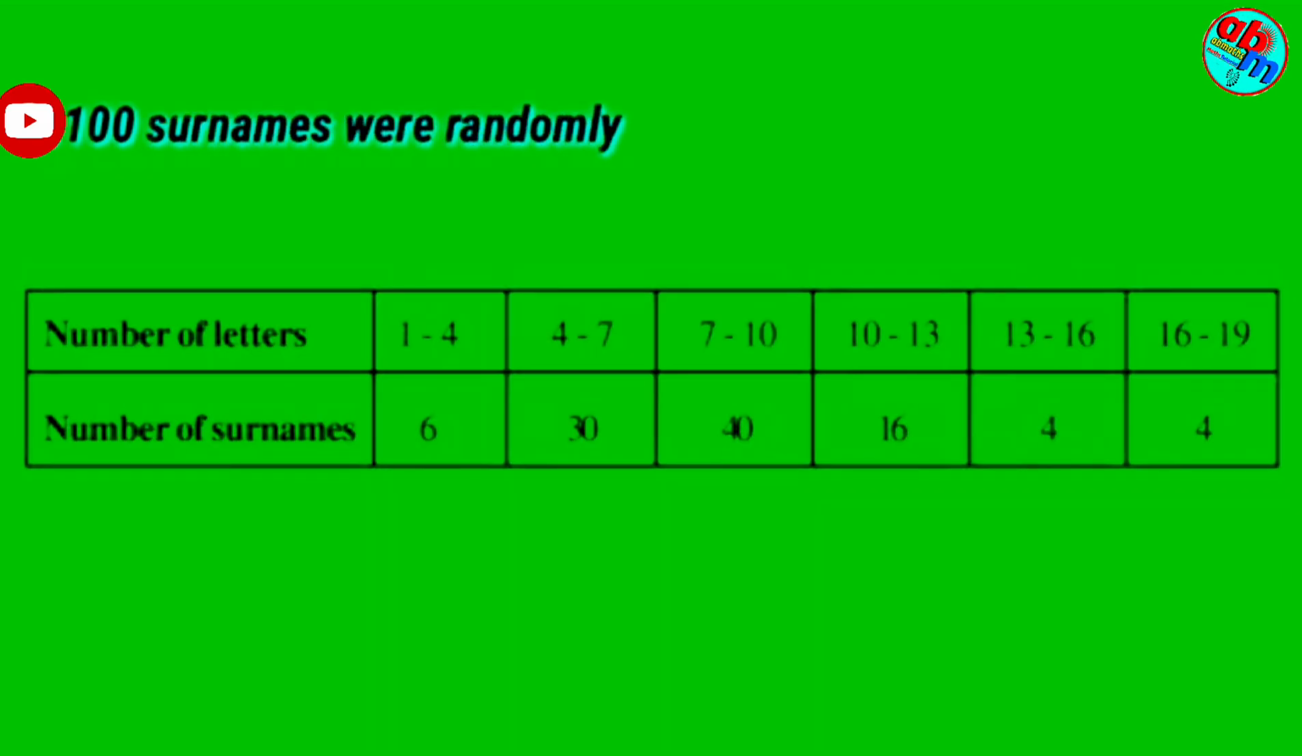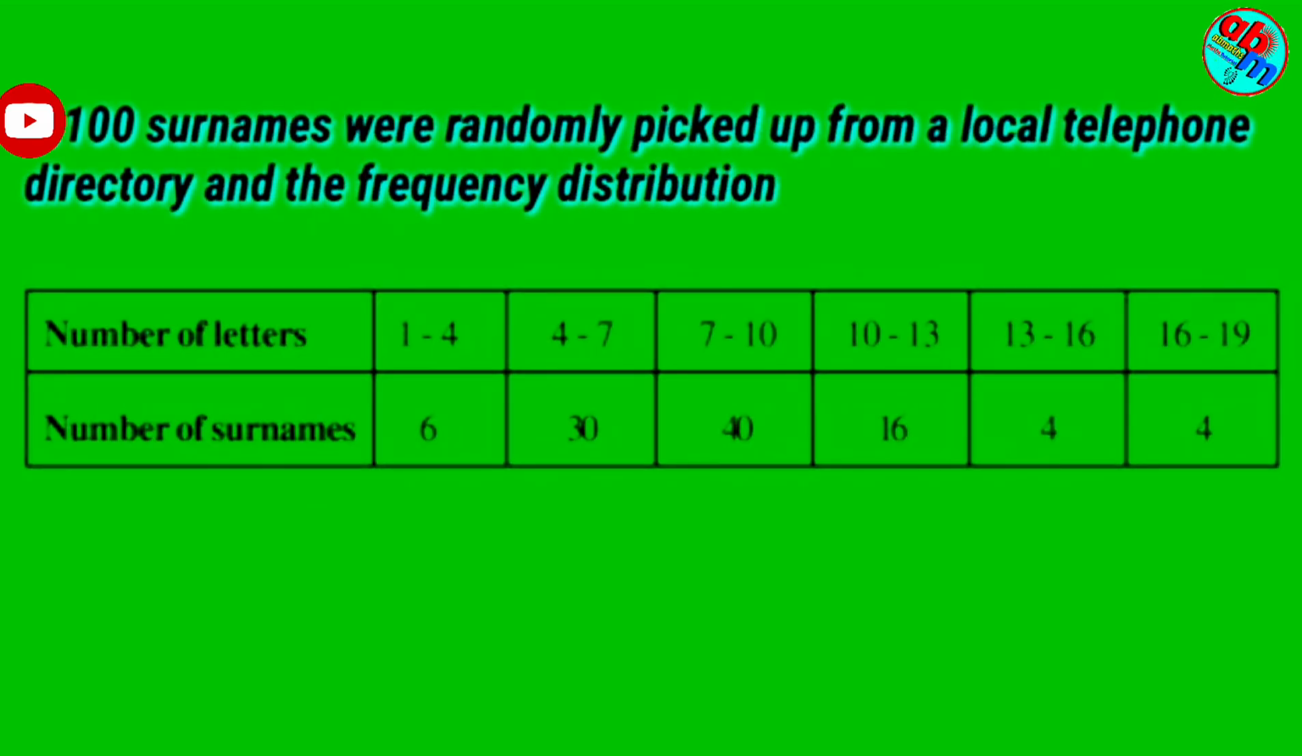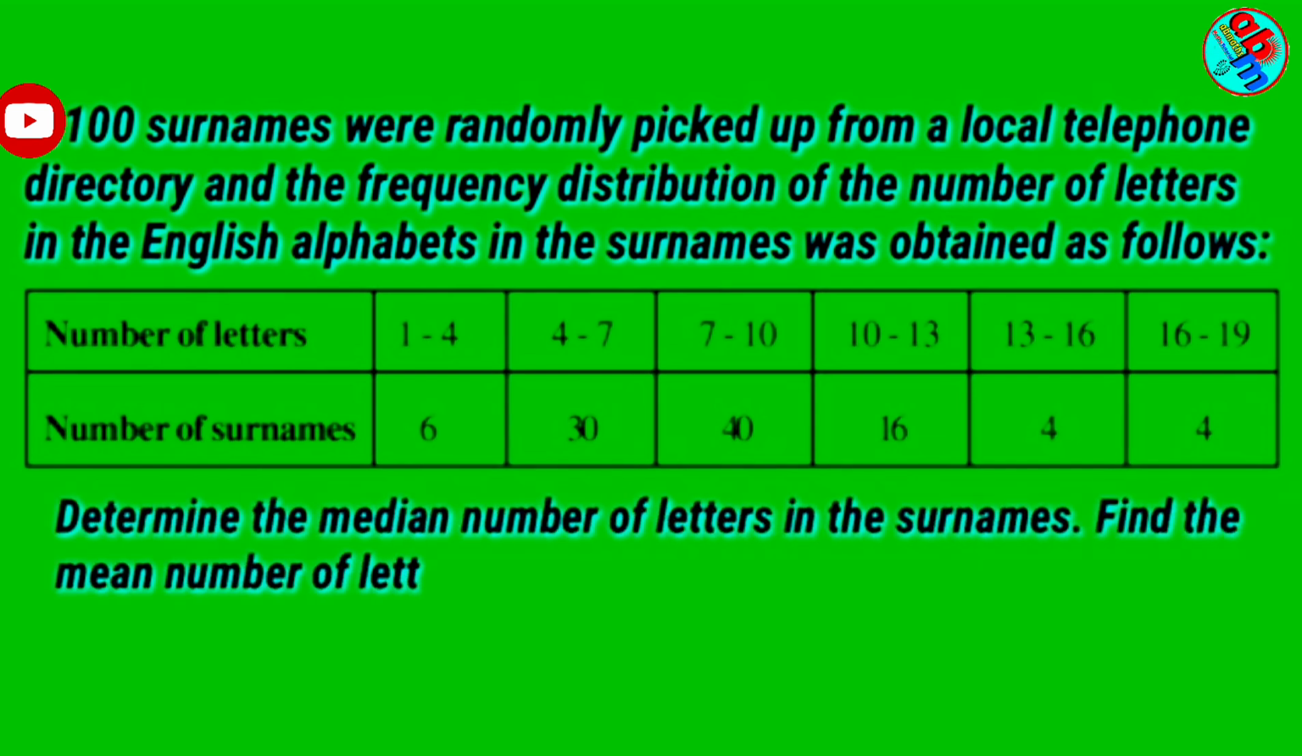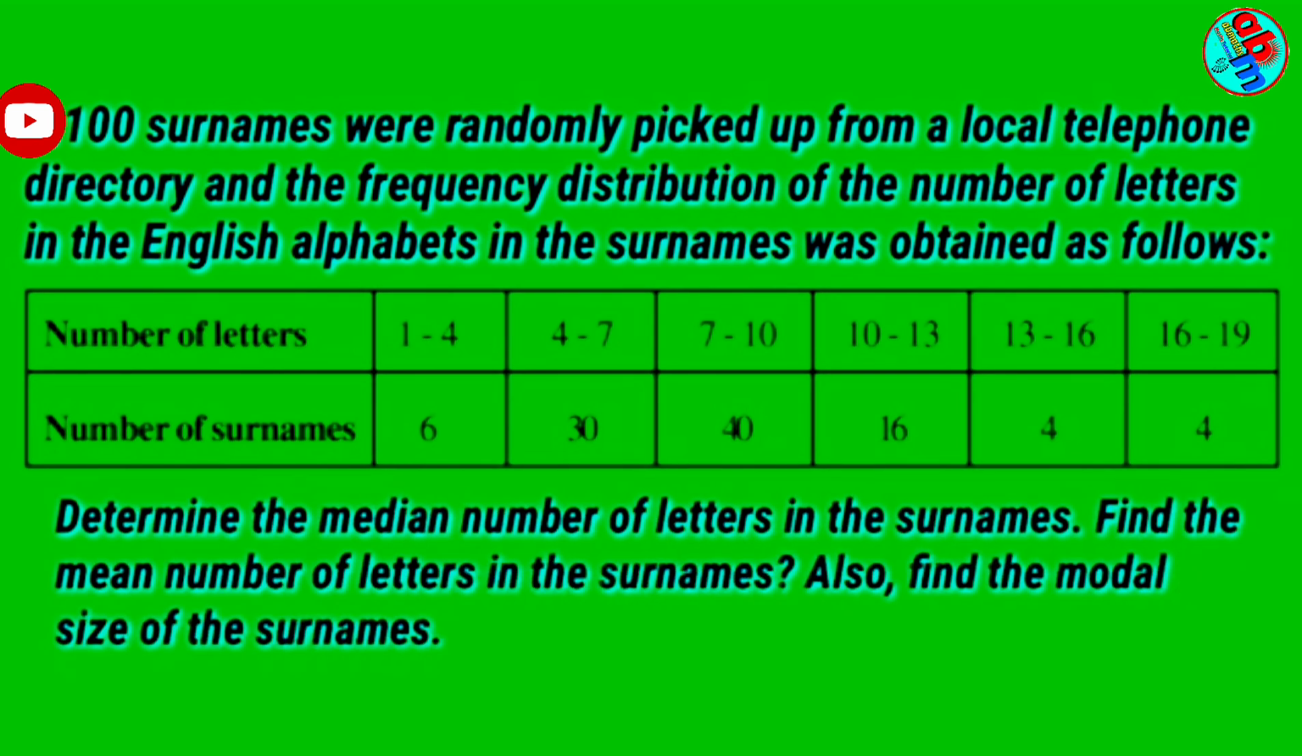So now we have a question here. 100 surnames were randomly picked up from a local telephone directory, and the frequency distribution of the number of letters in the English alphabets in the surname was obtained as follows in the table given below. Determine the median number of letters in the surnames. Find the mean number of letters in the surname. Also find the modal size of the surnames.